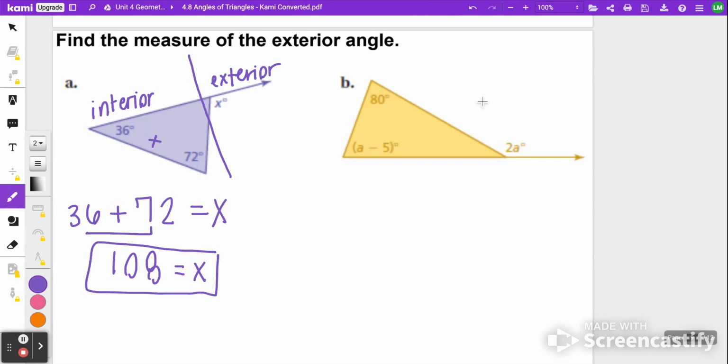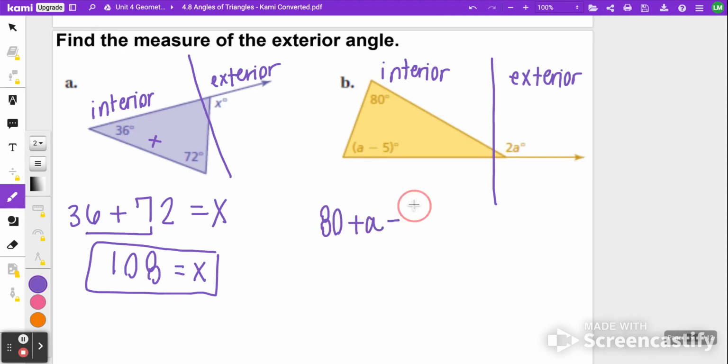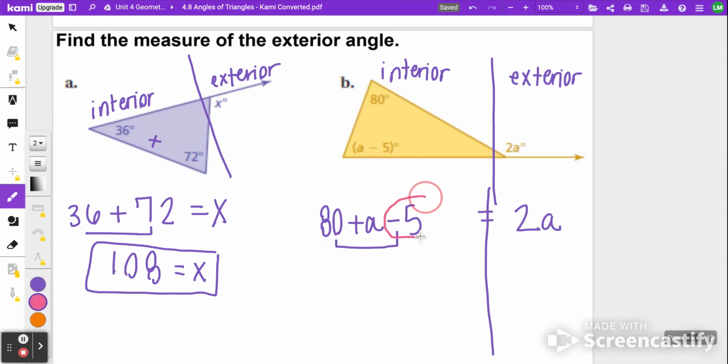Okay. For the next one, again, draw your line that separates your exterior from your two non-adjacent interiors. So now I have this: 80 plus a minus 5 equals 2a. This one's a little bit tricky because I have a's on both sides. What I maybe want to do first here on this left-hand side, though, is combine like terms. I have an 80 and a minus 5. Be careful with that minus 5. 80 and minus 5 make 75. So now I have 75 plus a equals 2a.